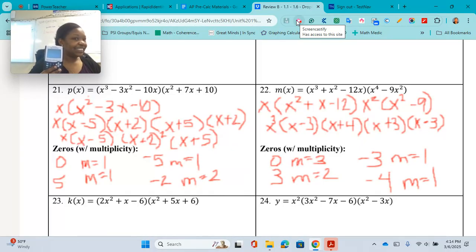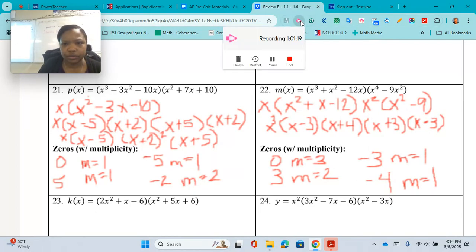Thumbtack. Thumbnail. Can you say thumbtack? Thumbtack.